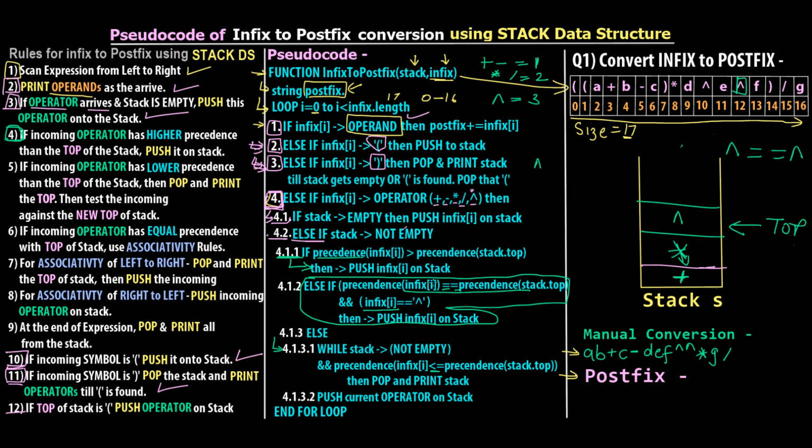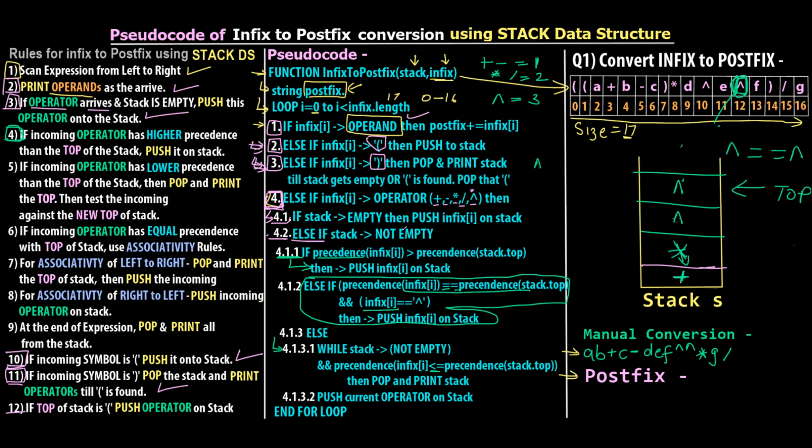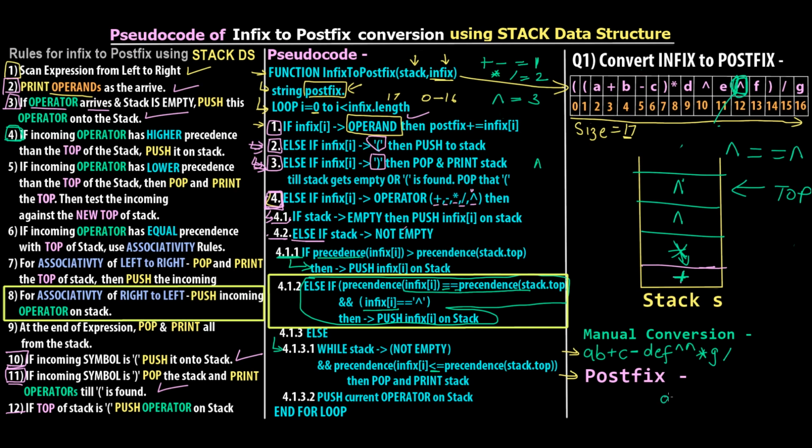So for that case, we have this unique case: when the precedence is equal and the infix of I is a raised to sign, we simply push the newly coming raised to sign onto the stack. So we will take this raised to and just put it onto the stack, and now this will become the new top of the stack, because we don't want to pop it out immediately. If we pop out the first raised to sign, we will get the result as DE raised to and then F raised to. We don't want that.